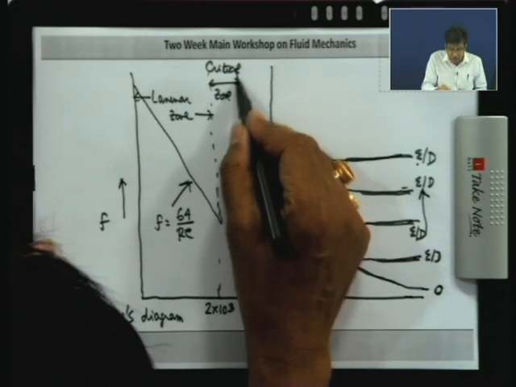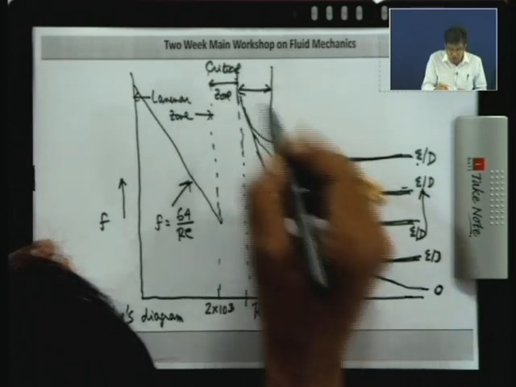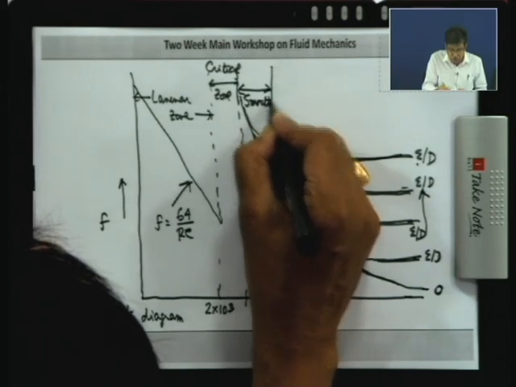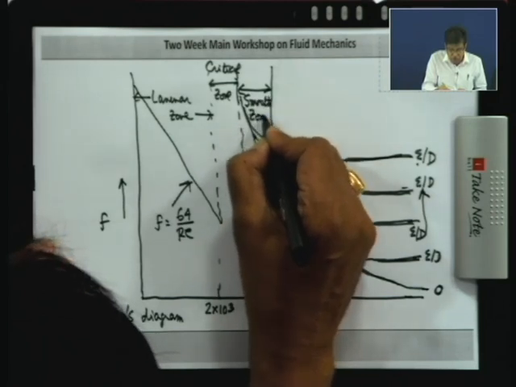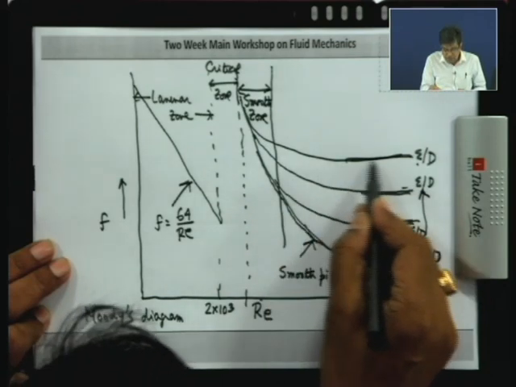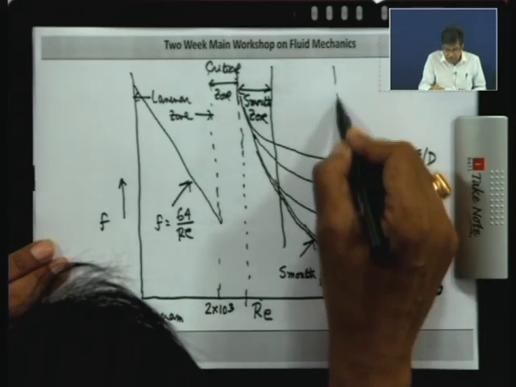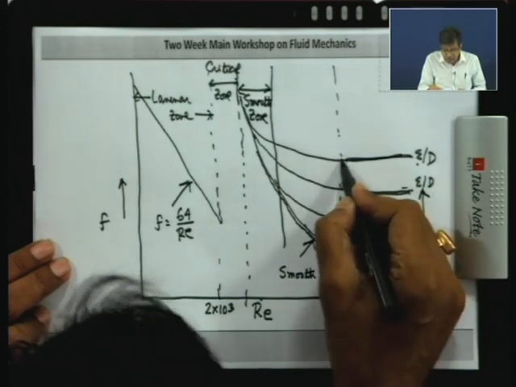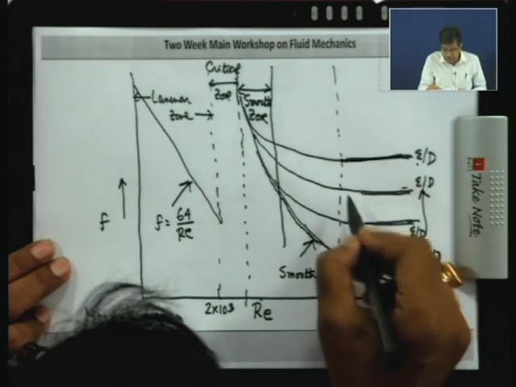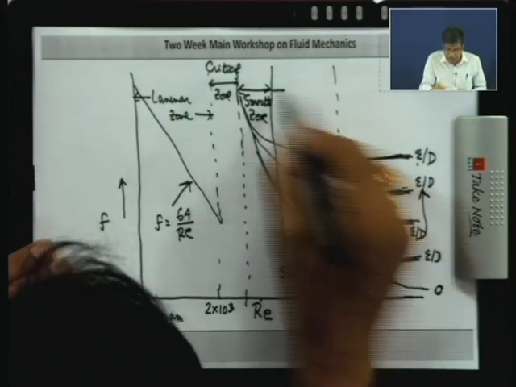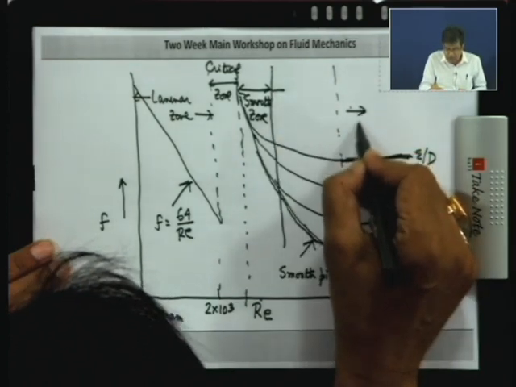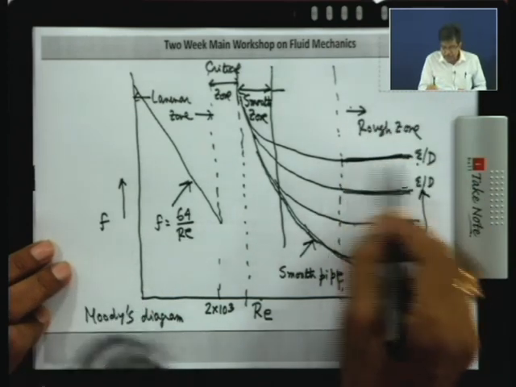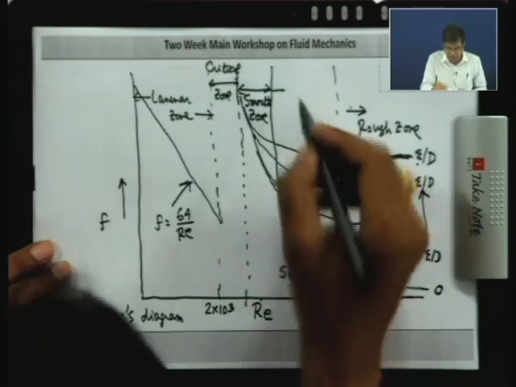This zone is known as the smooth zone of flow. And this zone, if we take this point where the curves become parallel, this zone is the rough zone. This is the definition: the rough zone is that zone where the friction factor is independent of Reynolds number.